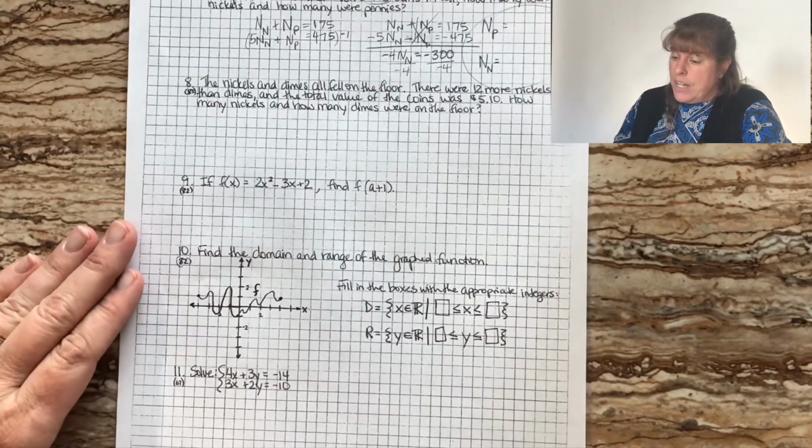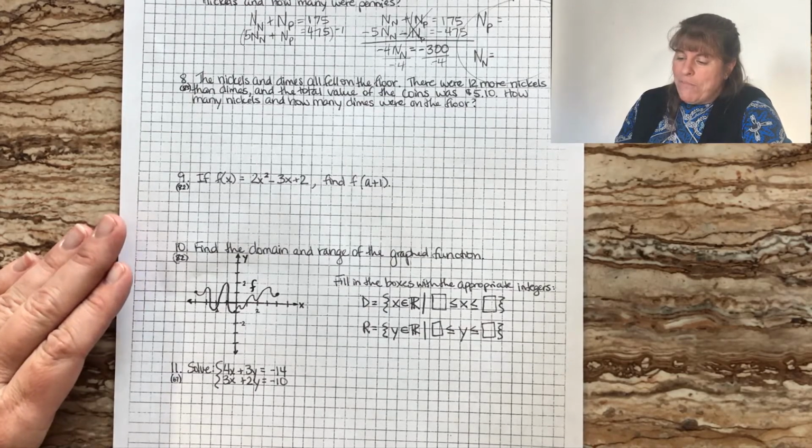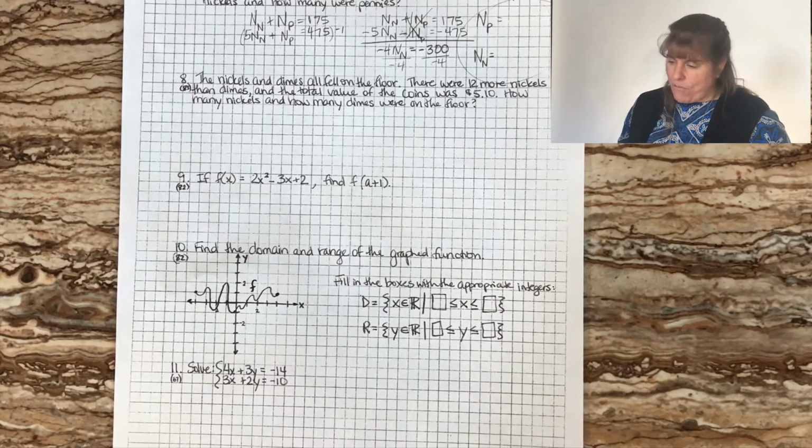All right, the nickels and dimes all fell on the floor. Oh no. There were 12 more nickels than dimes, and the total value of the coins was 510 cents, or $5.10. How many nickels and how many dimes were on the floor?